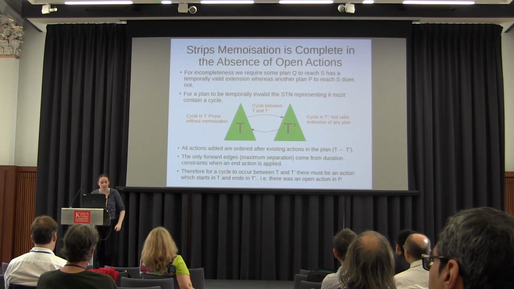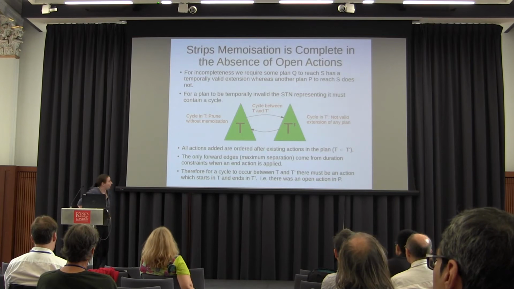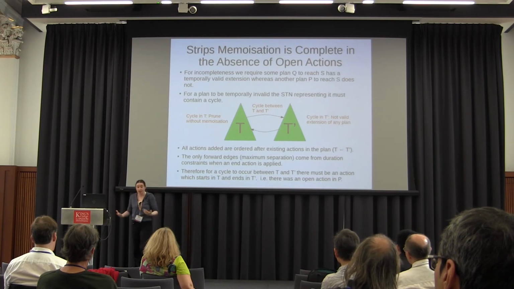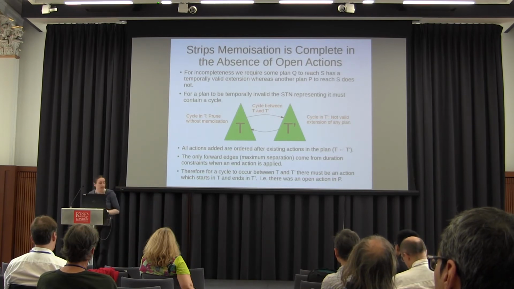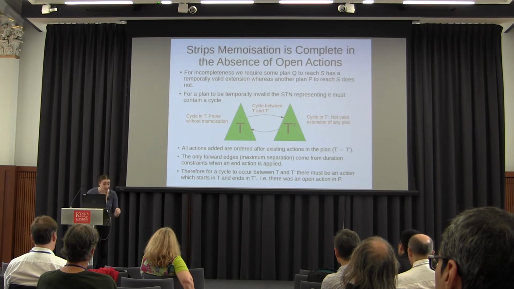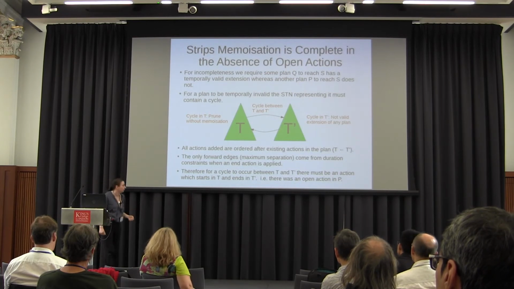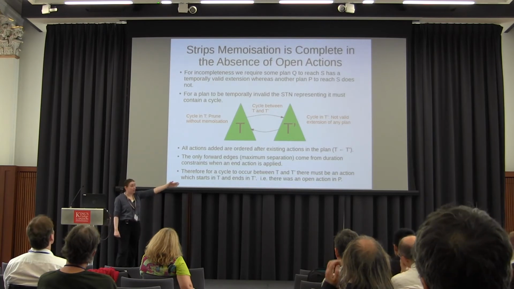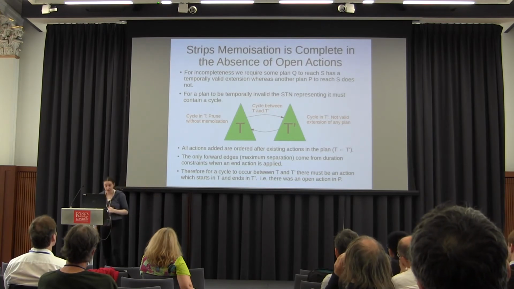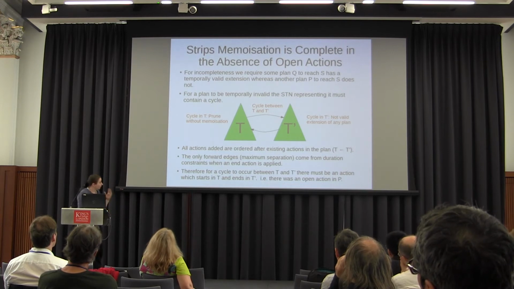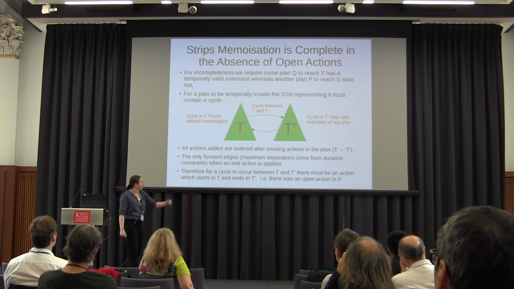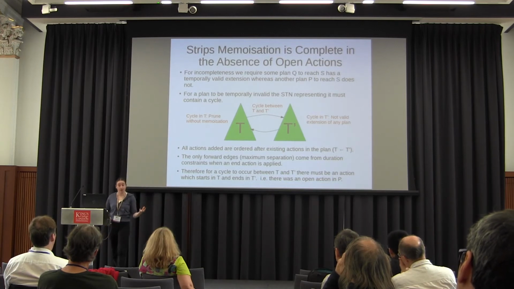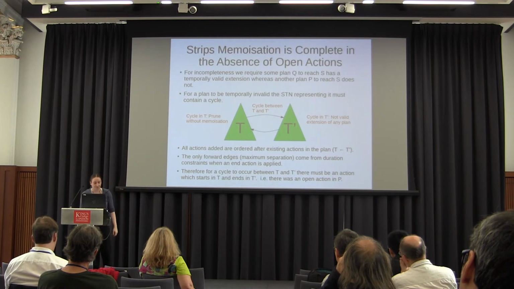Now remember at the start of the talk I emphasized that all actions are ordered after existing actions in the plan. So not after every action, but there is never the case that you will add an action explicitly ordered before some action that's already in the plan. So that is a backwards edge from T prime to T. That's an after ordering constraint. The only time you can ever get a forward edge in a temporal network is a duration constraint, so a maximum duration constraint added to the plan.